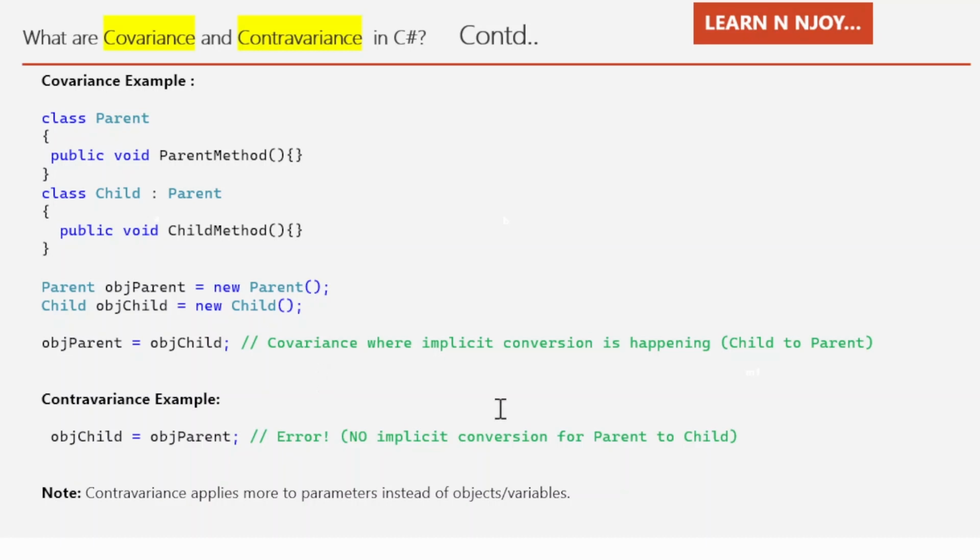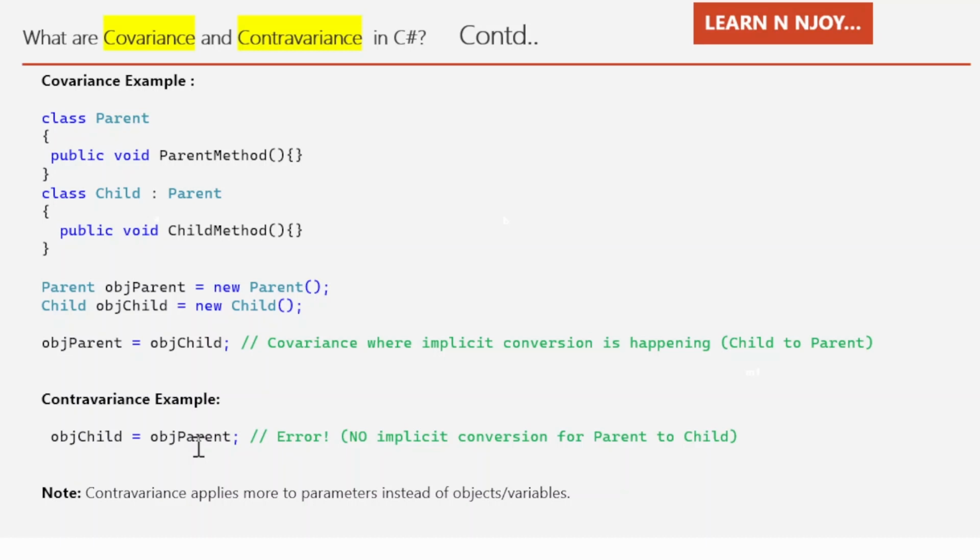Okay, now let's see the contravariance example. Here I have written objChild = objParent. What I'm trying to do over here is perform the opposite assignment as per the definition of contravariance. But I end up getting an error, like no implicit conversion from parent to child. Why did I get this error? Because contravariance applies more to the parameters instead of the object or variables. And here I'm trying to do it at the object level, right?